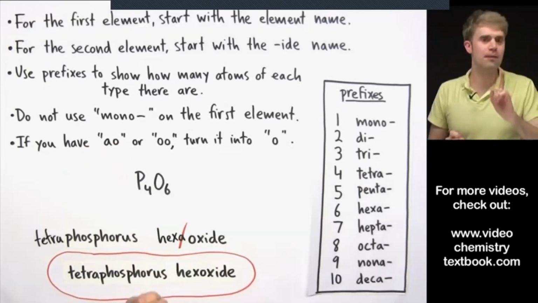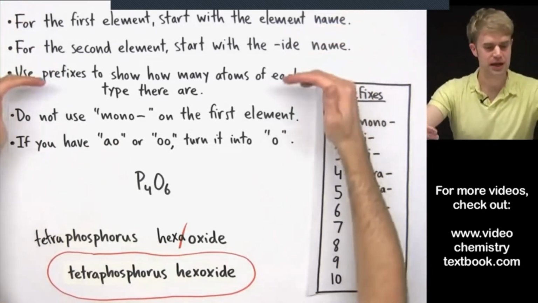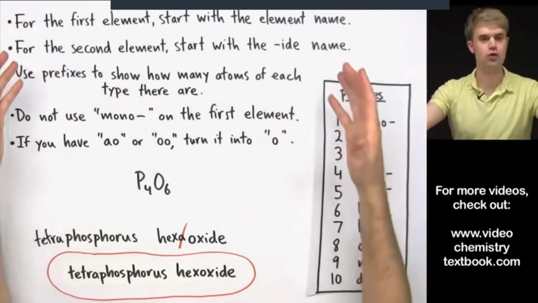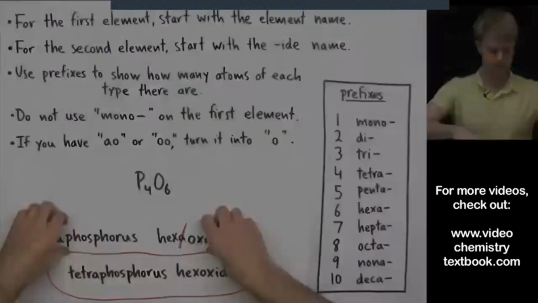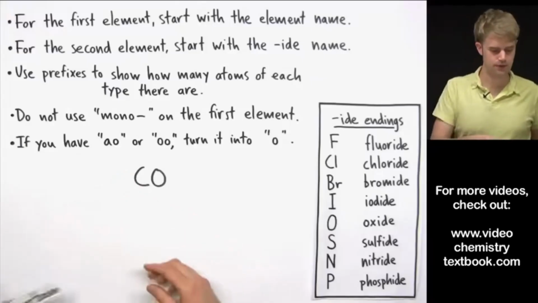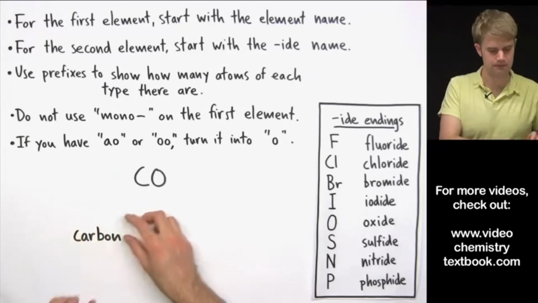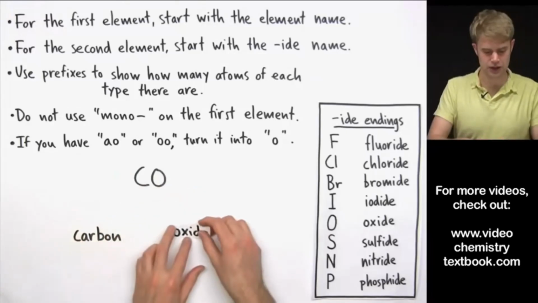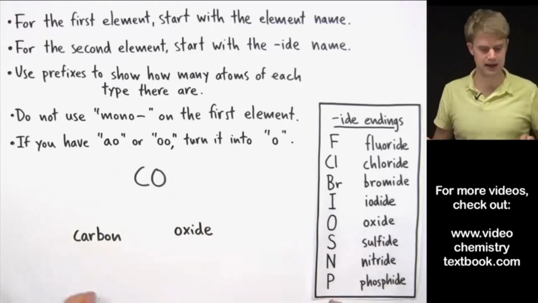So I want to do one more example that pulls in examples of all of this. It's like a good review for all of these things. Here's our last formula. This is a really good review. It's just CO. So the first element is carbon. The second element is oxygen. Its IDE name is oxide.